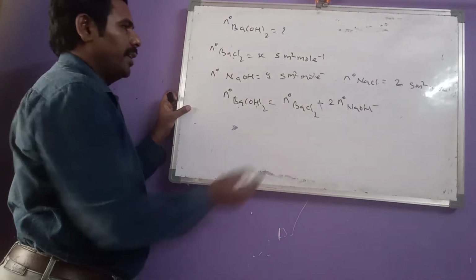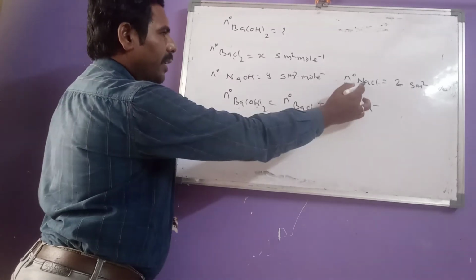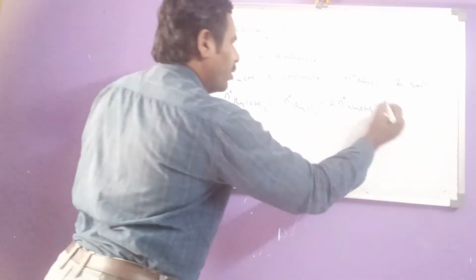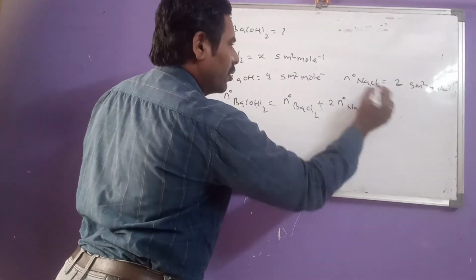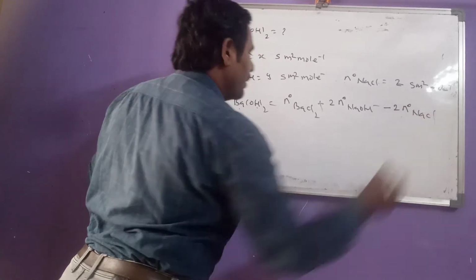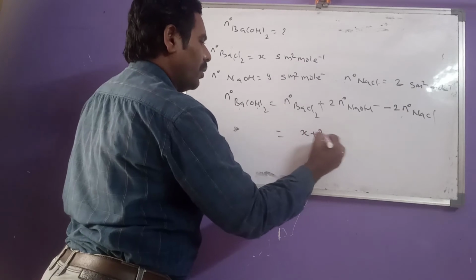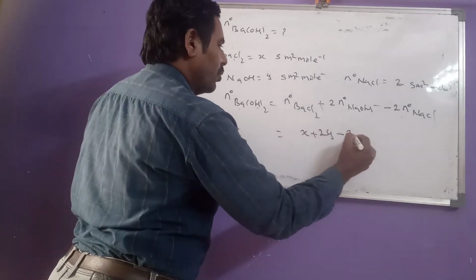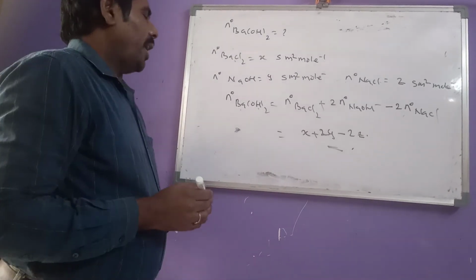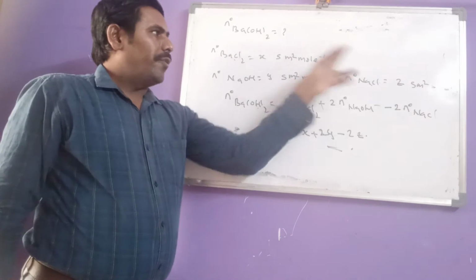Next minus. Here we need to remove 2 Na+. But NaCl is having only one Na+ ion. So we need to multiply this with factor 2. Means minus 2 Λ° NaCl. So now X plus 2 into Y minus 2 into Z. So like this we need to calculate Λ° Ba(OH)2 from the given.